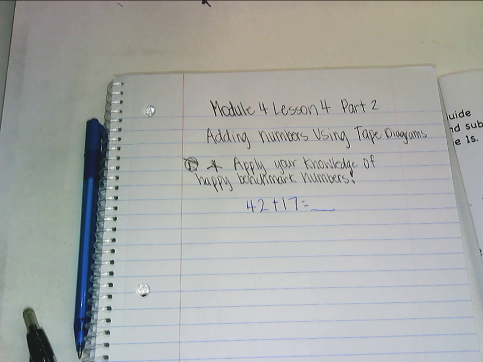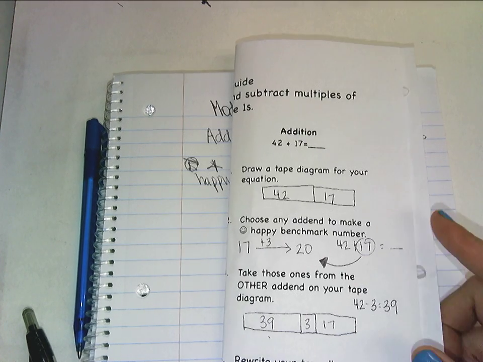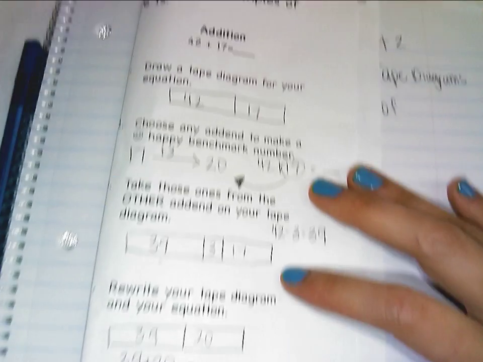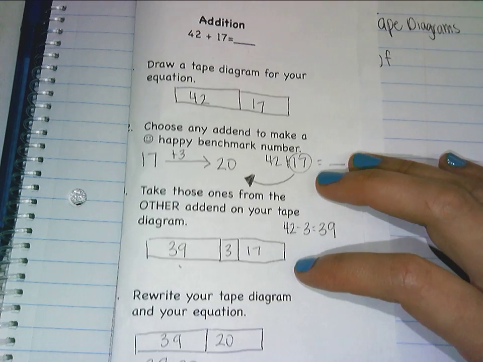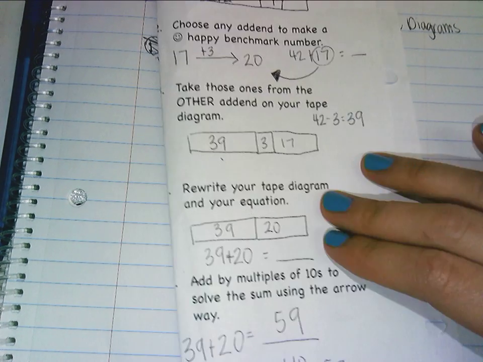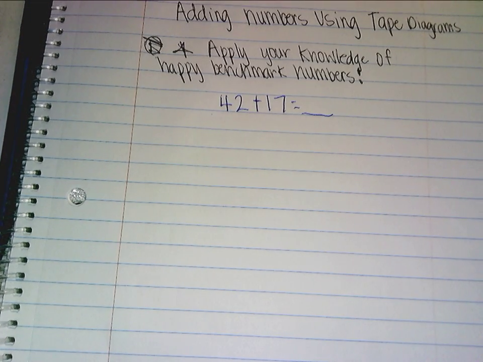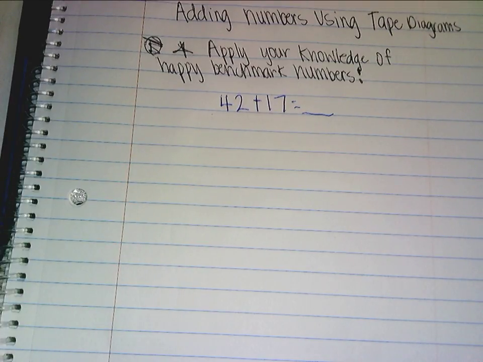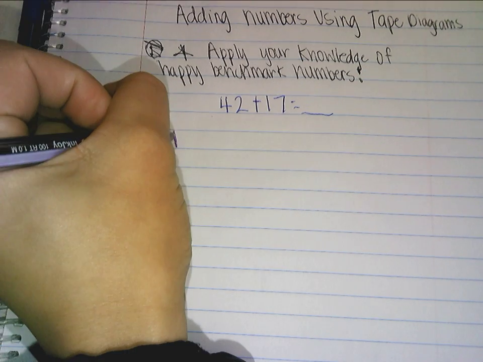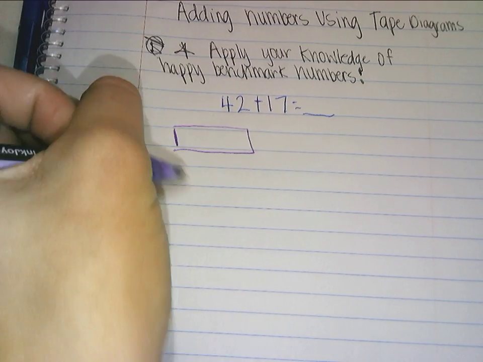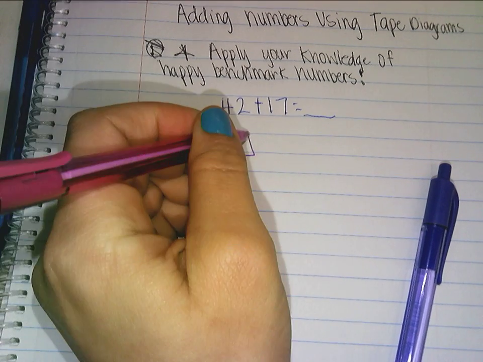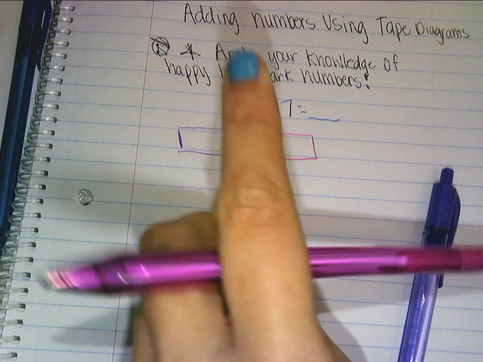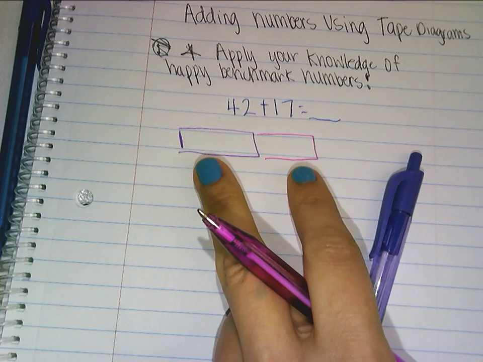Once again, I have this guide for you with the steps, and I'm going to go through each step to show you what to do. Same as subtraction, you're going to start with your equation, and then you need to draw your tape diagrams. For addition, you have the two parts next to each other, because when you're adding, you're putting it together. So you want to show the two parts right next to each other.